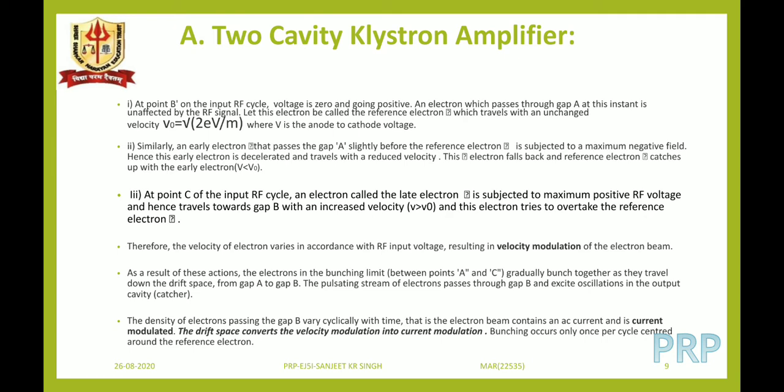So from gap A to gap B, the pulsating stream of electrons passes through gap B and excites oscillations in the output, that is the catcher cavity. The density of the electrons passing gap B varies cyclically with time, and that is, the electron beam contains an AC current and is current modulated. The drift space converts the velocity modulation into current modulation, and bunching occurs only once per cycle, centered around the reference electron. So the reference electron is passing unmodulated, without any change in velocity.